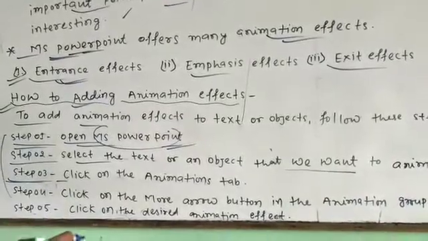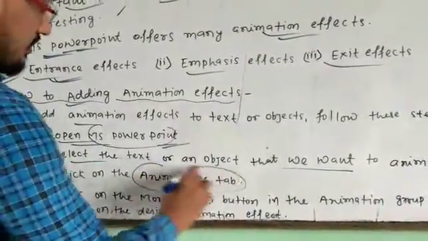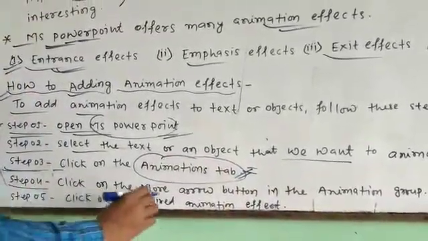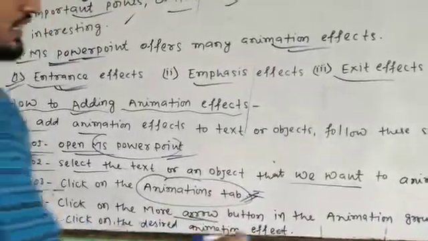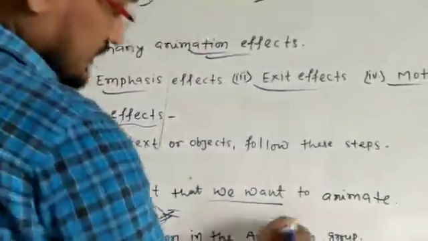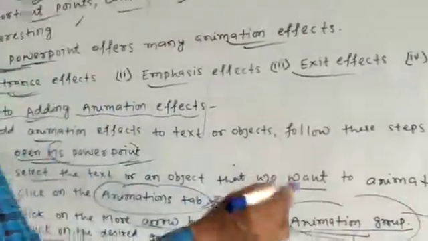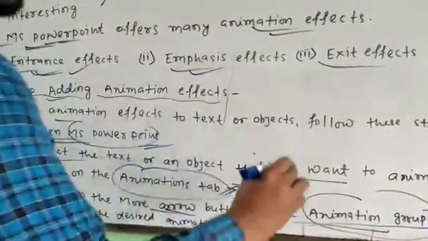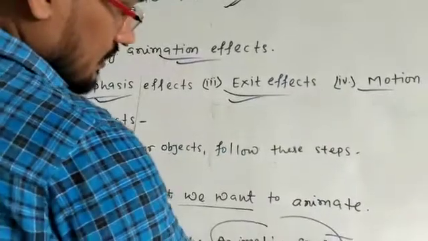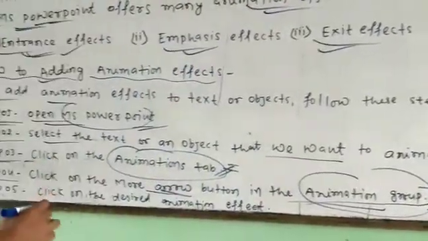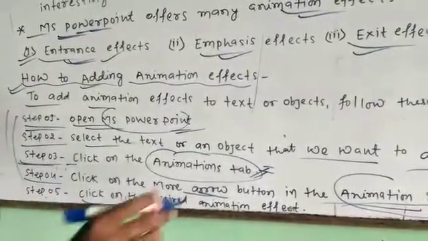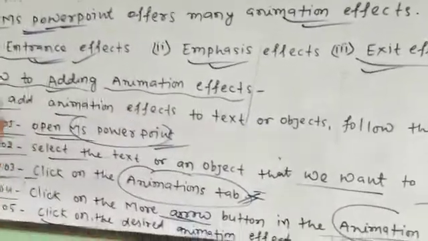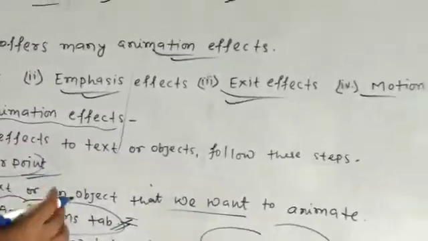Our third step is to click on the Animation tab, where animation effects are available, and now click on the More arrow button in the Animation group. Here in the Animation group, many more animation types are available, such as entrance effect, emphasis effect, exit effect and motion path. We select any one to animate, and click on it to select it. So this is how to add an animation effect in our program.